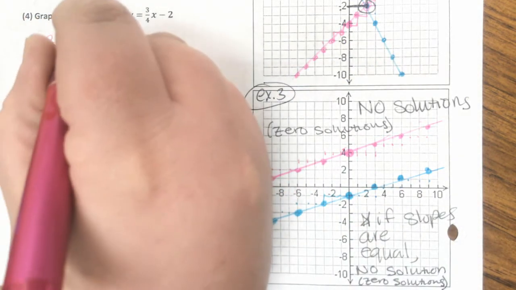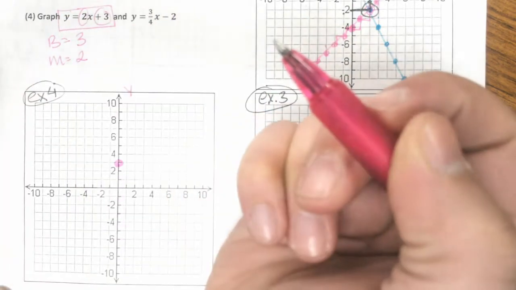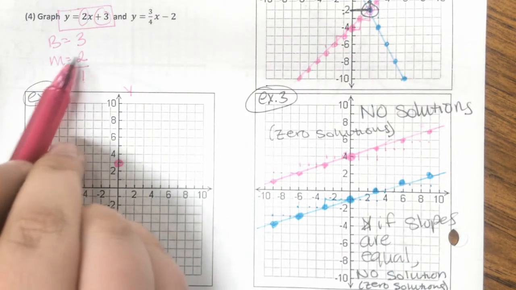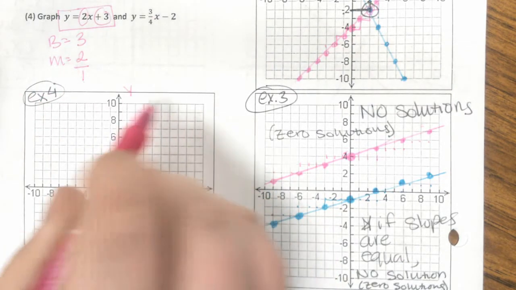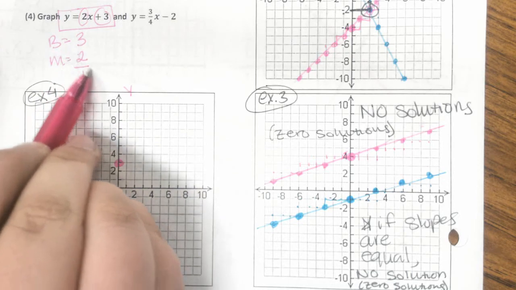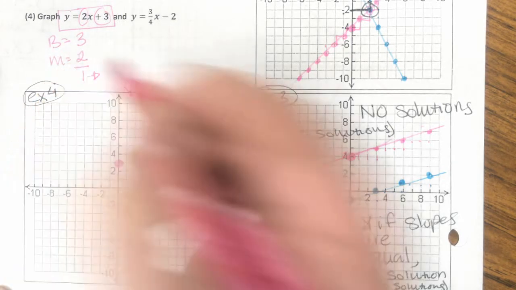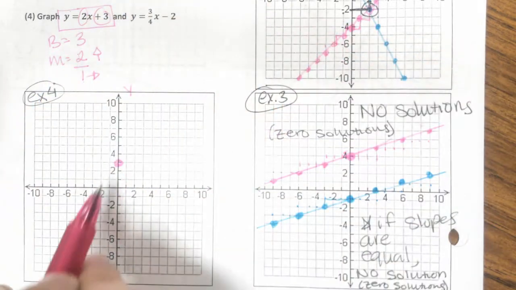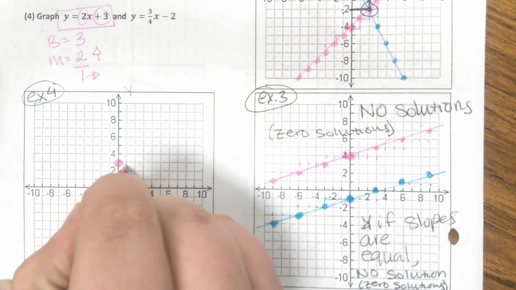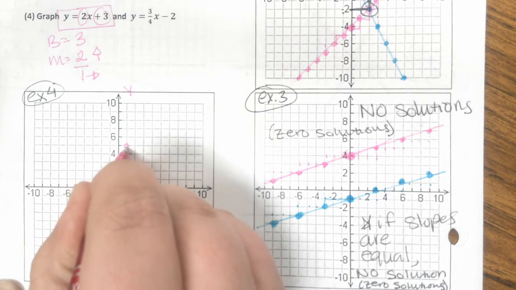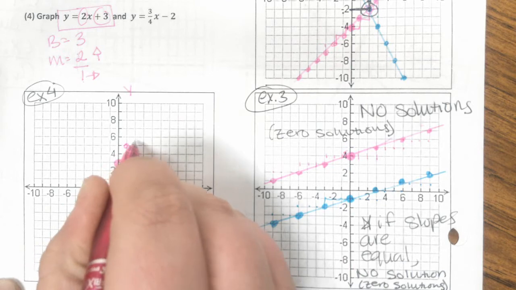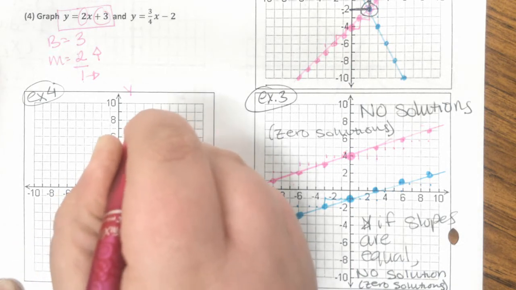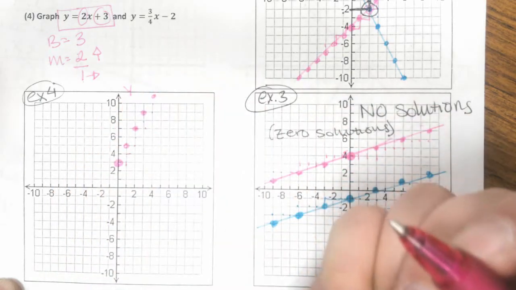The slope is 2. I need that as a fraction, so I'm going to put 2 over 1, because the denominator in whole numbers is always 1. This is rise over run, and we always run to the right first. Since this is positive, I'm going to rise up. So from the starting point, we go right one time and up twice. From that new point, we go right once and up twice until we run out of room.